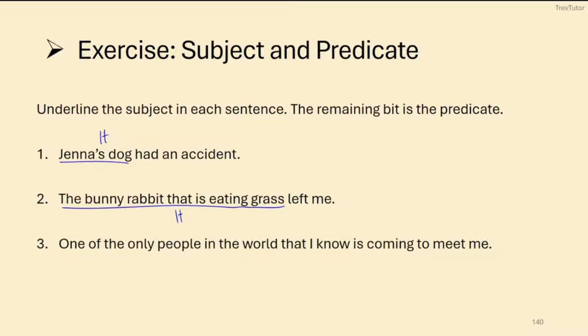And for the third case, one of the only people in the world that I know is coming to meet me. So who or what are we talking about? Well, we're talking about one of the only people in the world that I know. And we could replace it with he. So he is coming to meet me, and that would be fine. So whatever's left in this case, is coming to meet me, is the predicate. So we don't want to be looking for just a verb to figure out where the subject and predicate boundary is. We want to be using a test like the it replacement or he, she, they replacement in order to make sure that the sentence is grammatical and that we've replaced the entire subject.